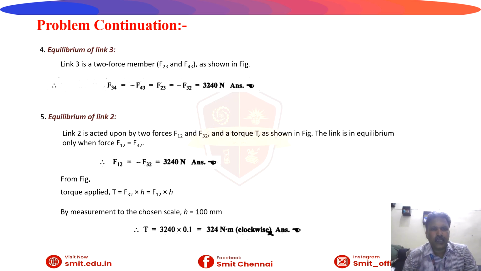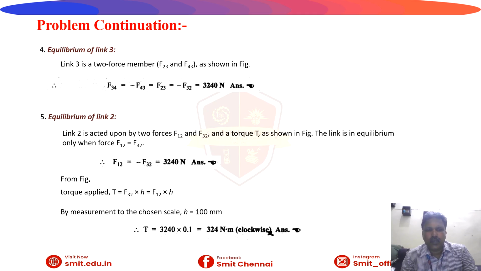Now the equilibrium of link 3. Link 3 is a two-force member, F23 and F43 are shown in the figure. Therefore F34, already we know the magnitude is the same but the direction is opposite. Therefore we put minus F32 equal to 3240 Newton. Equilibrium of link 2: link 2 is acted upon by two forces, F12 and F32, and torque T as shown in the figure. The link is in equilibrium only when force F12 equals minus F32.